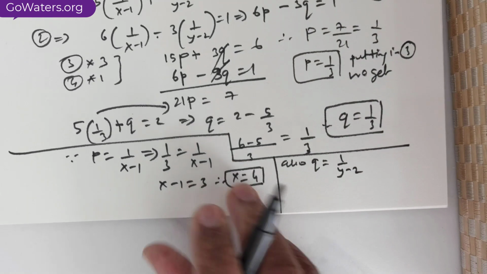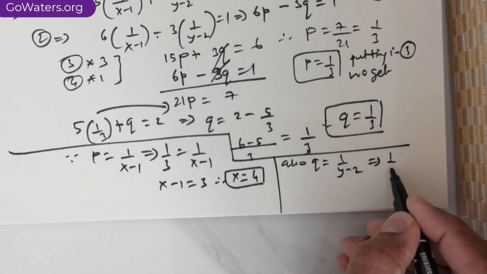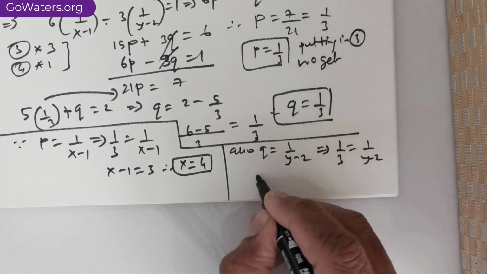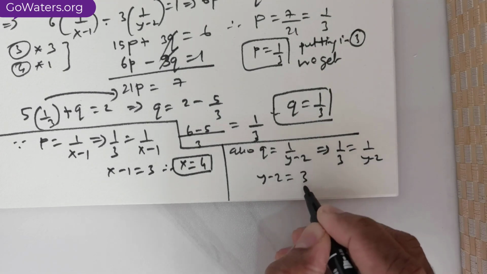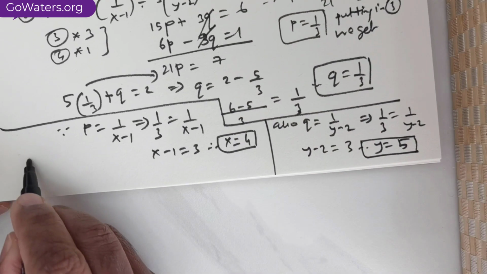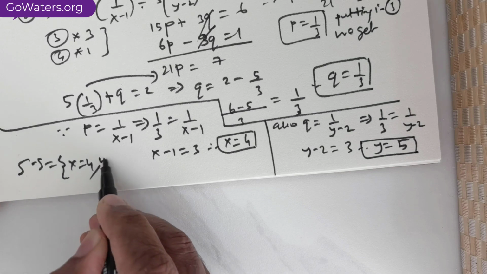You need to cater to that part also. The value of q is 1 over 3. So this means 1 over 3 is equal to 1 over y negative 2. So y negative 2 is equal to 3. Therefore y is equal to 5. So what is the solution set? x is equal to 4 and y is equal to 5.